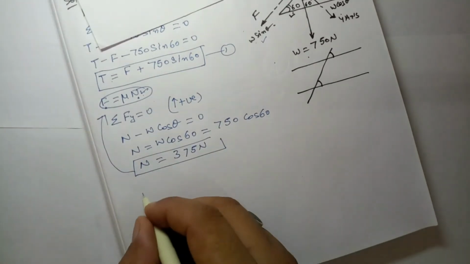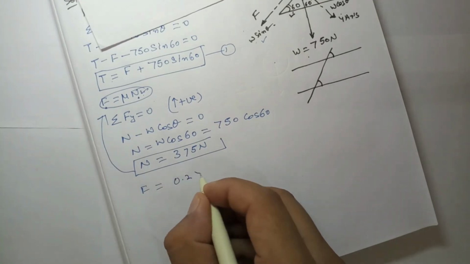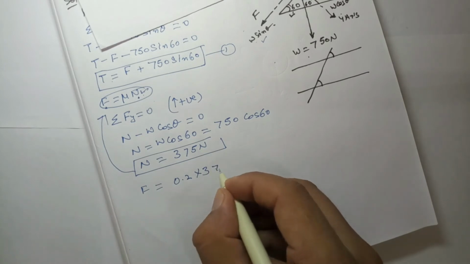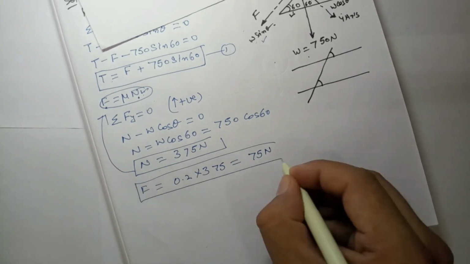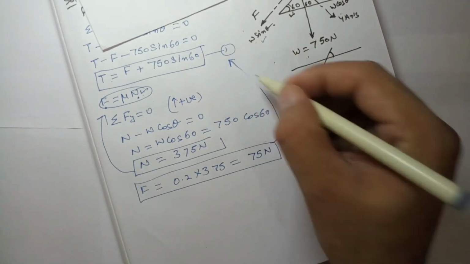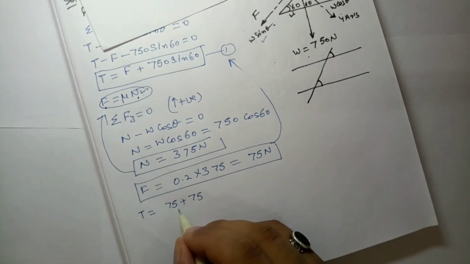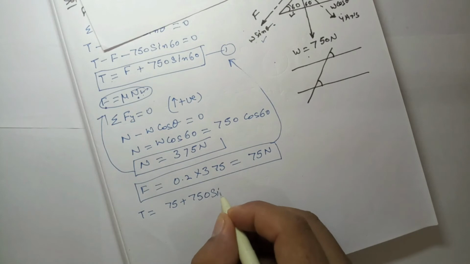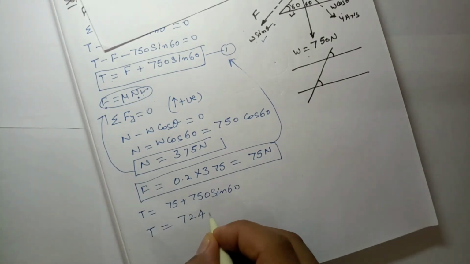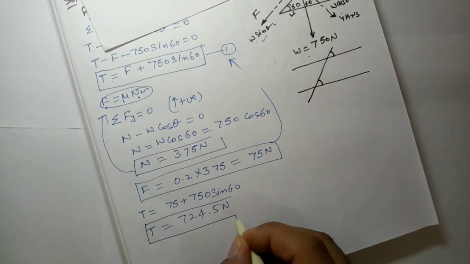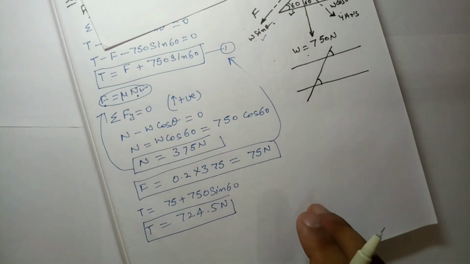What is that? F is equal to mu into N. We know the value of mu, that is 0.2, into 375, this value is given in the question. Then we get the value of friction, that is 75 Newton. Now we can fill this value in equation number 1. What will we get? We can say tension is equal to 775 plus 750 sin 60. So tension we will have 724.5 Newton. So this is the value of tension in the string which is tied with the two objects.